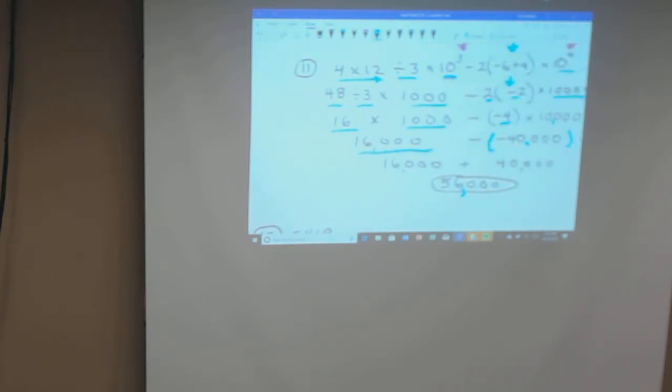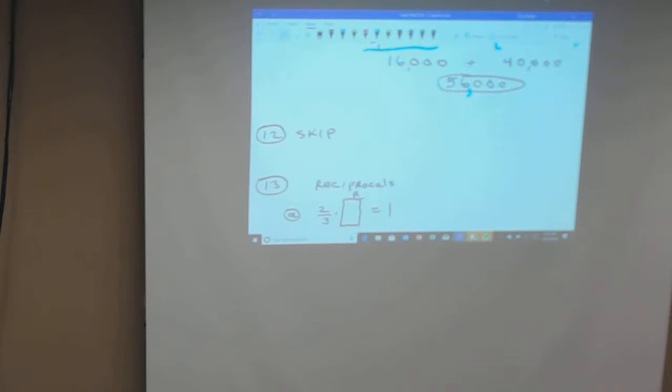Aren't you supposed to do the parentheses first? And we did that up here. See up here? Negative 6 plus 4 is negative 2. Okay. So we did that. And we also did the exponents. 10 to the third becomes 1,000. 10 to the fourth becomes 10,000. Yes. Number 12. Skip it. It's not on the test.